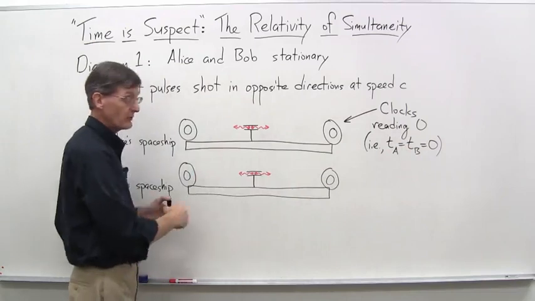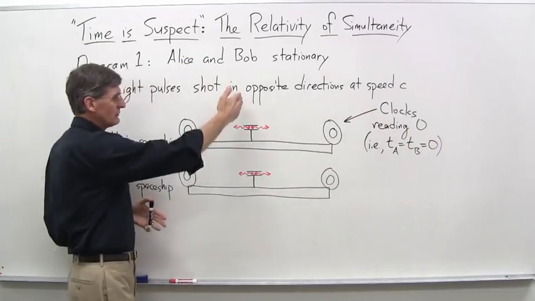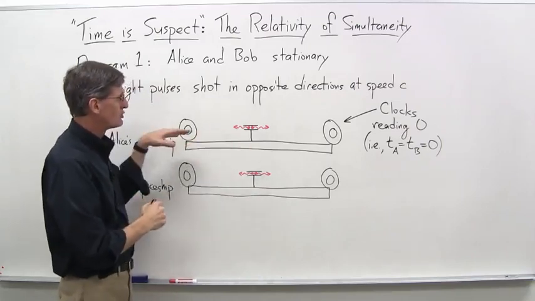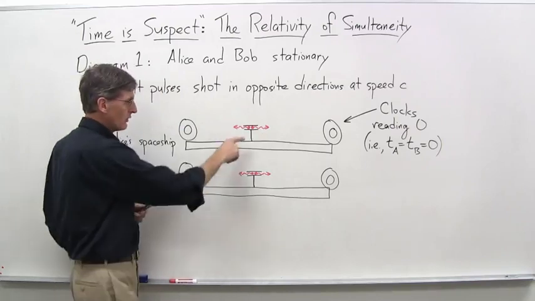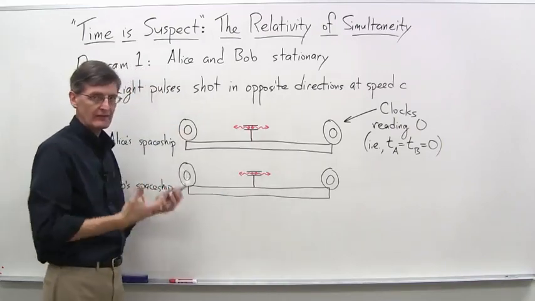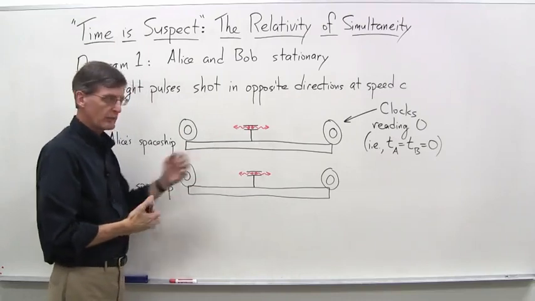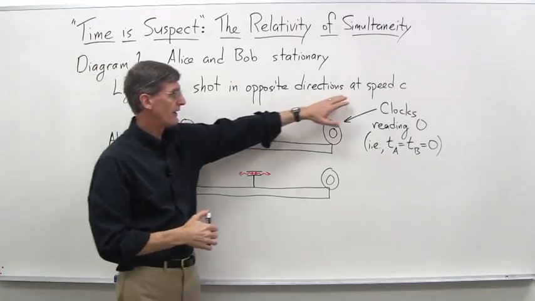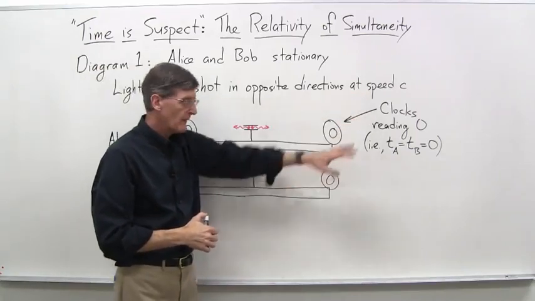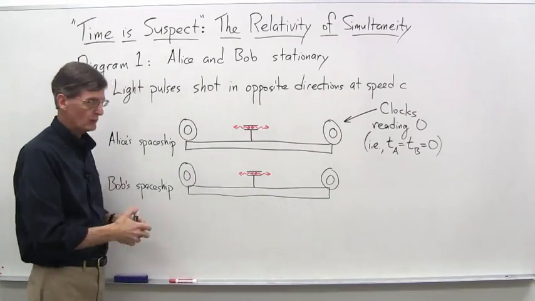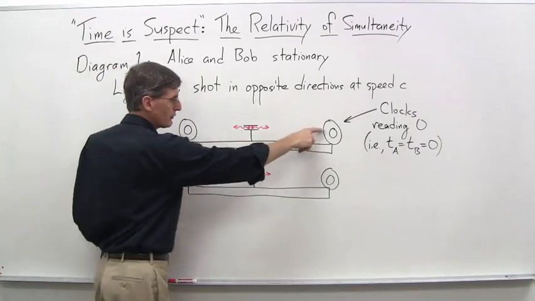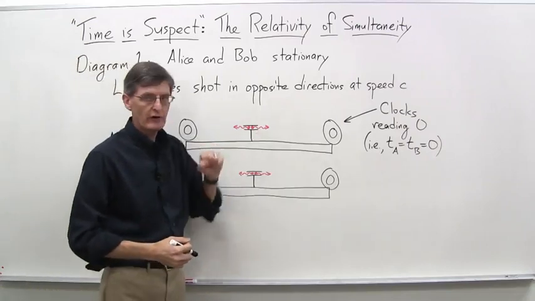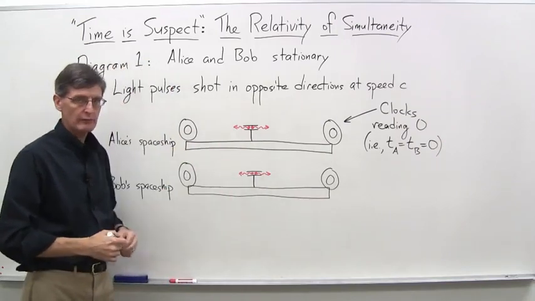And then in the middle of each spaceship, exactly between the two clocks, we have a little apparatus that can shoot out a light pulse in either direction. So it can shoot out a light pulse that direction and that direction at exactly the same time. And same thing for Bob down here. And so we have light pulses shot in opposite directions. They obviously travel at the speed of light, at speed c. And we just want to analyze what's going to happen here. Well, we have the clocks set up so that when a light pulse reaches the clock, it sets a little trigger, takes a photograph, and records the time on that clock. Same thing for Bob's clocks as well.